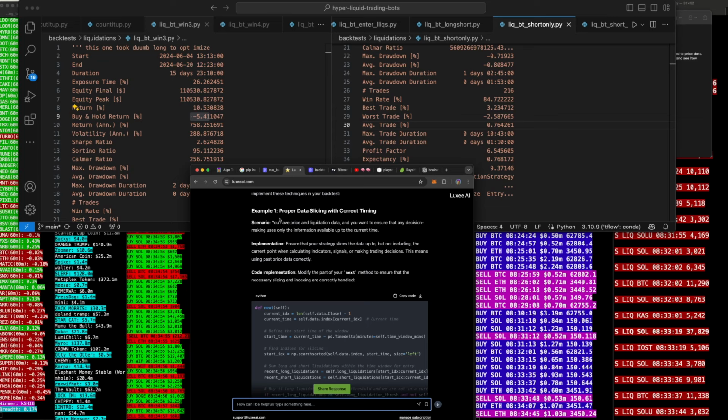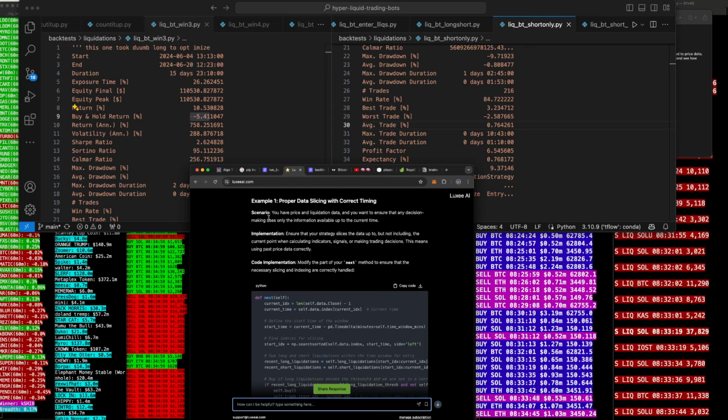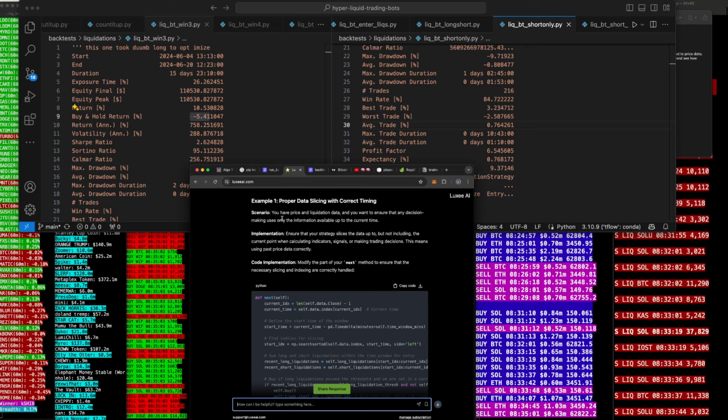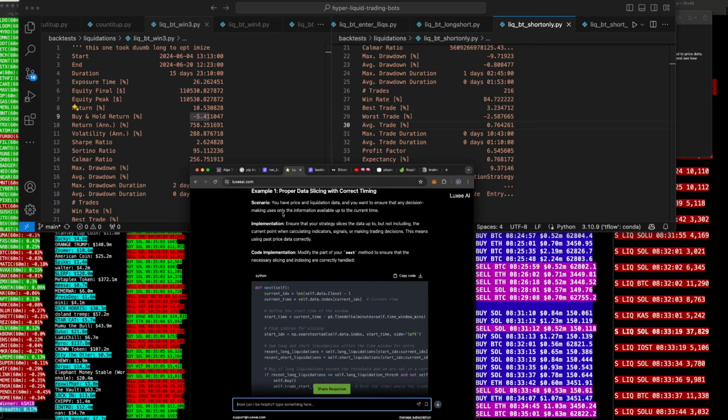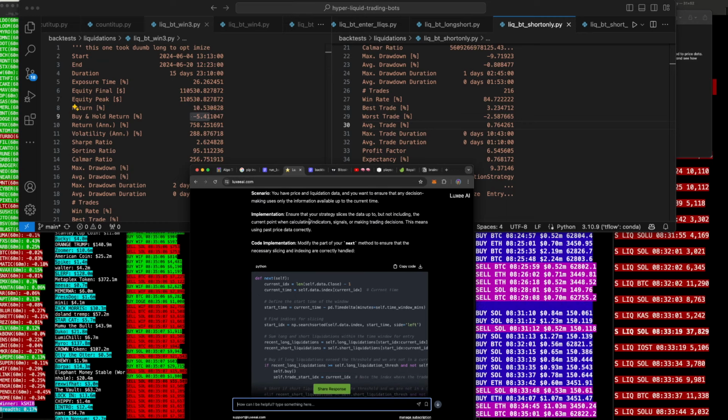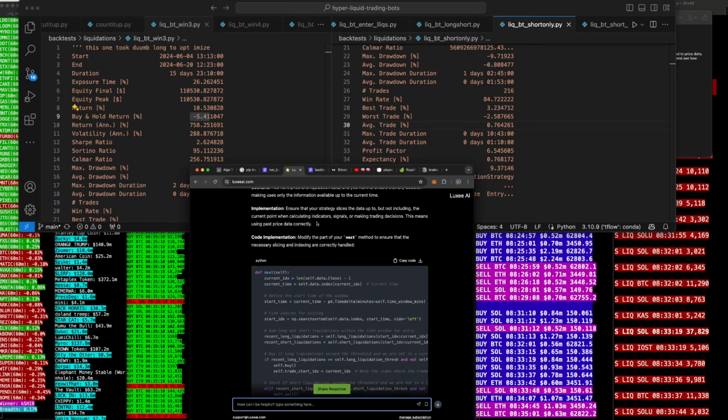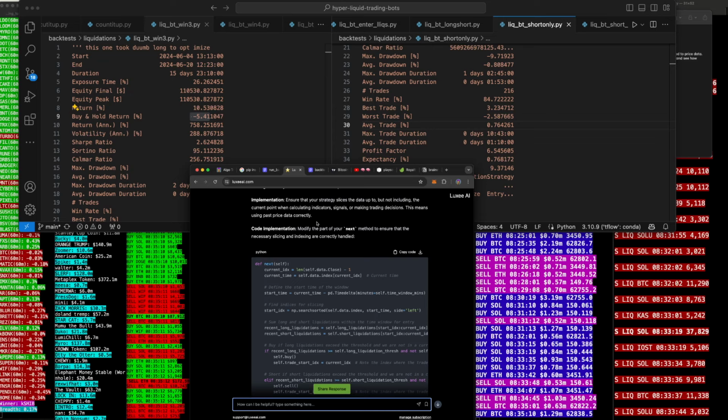Example 1, proper data slicing with correct timing. You have price and liquidation data, and you want to ensure that any decision making uses only the information available up to the current time. Implementation. Ensure that your strategy slices the data up to, not including, the current point when calculating indicators, signals, and making trading decisions. This means using past data correctly.